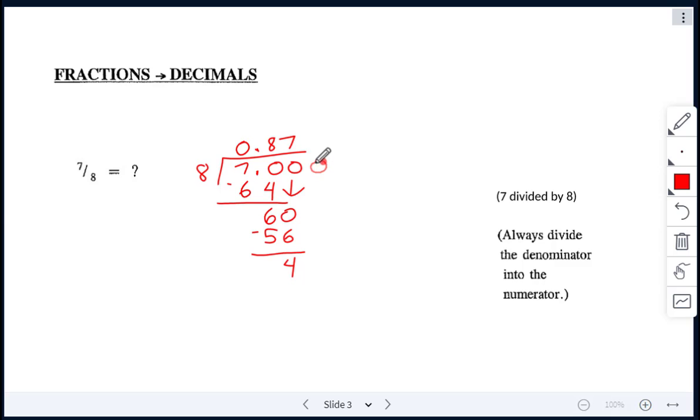We'll add another 0, and we'll keep doing this until there's no remainders. So now we have 40, and how many times can 8 go into 40? So 5 times, and that's it. There's no remainders. So 7/8 into decimal form is 0.875. So we could say here that 7/8 is equal to 0.875.